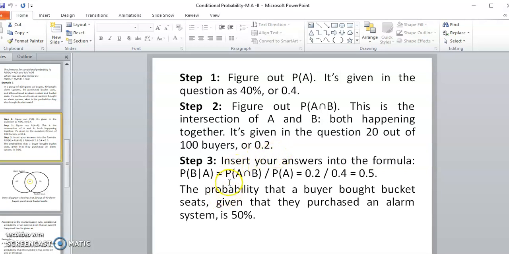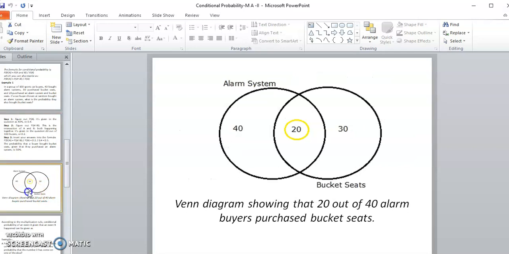Step 3: insert your answers into the formula. It will be this way: probability of A intersection B is 0.2, divided by probability that A happens, which is 0.4. This comes to 0.5. The probability that a buyer bought bucket seats given that they purchased an alarm system is 50%. See here in this Venn diagram how 20 out of 40 alarm buyers purchased bucket seats.